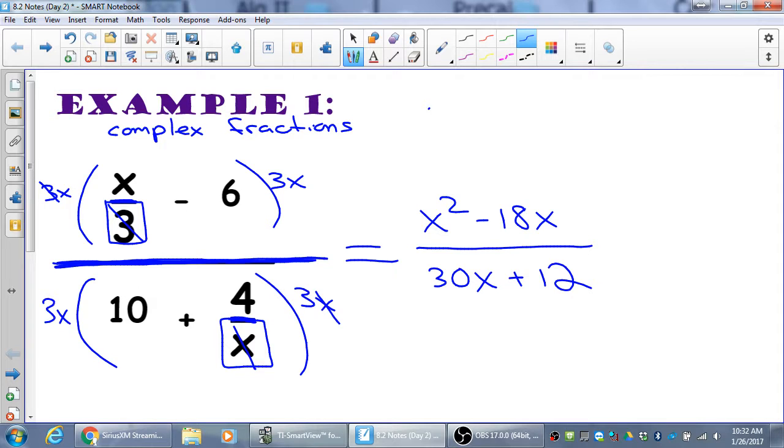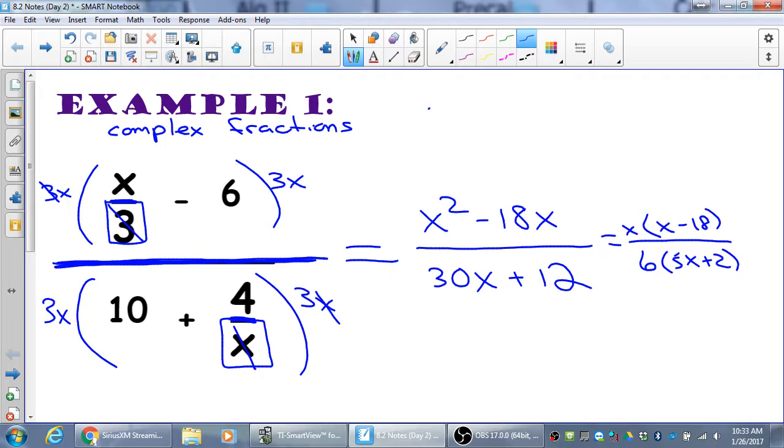Now what you have to guard against is, does this simplify? If I take an x out of the top, I get x minus 18. If I take a 6 out of the bottom, I get 5x plus 2. So as it turns out, nothing cancels. We don't have anything that's the same on the top and the bottom. But you always kind of want to be aware that's a possibility. It doesn't usually happen though.